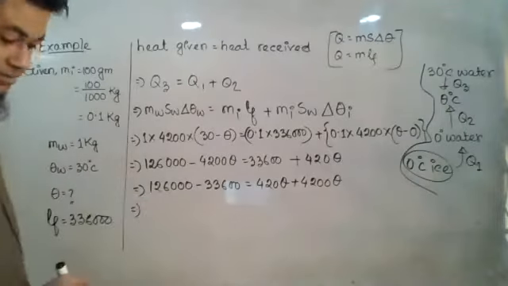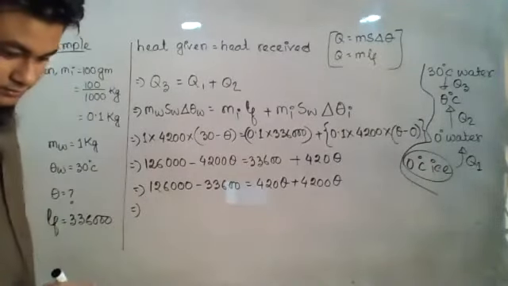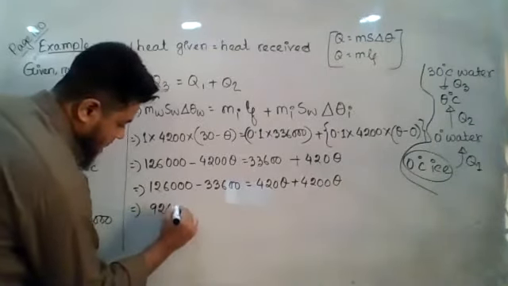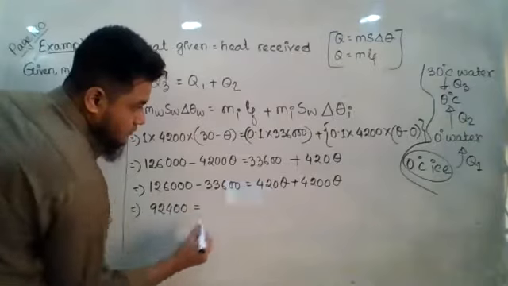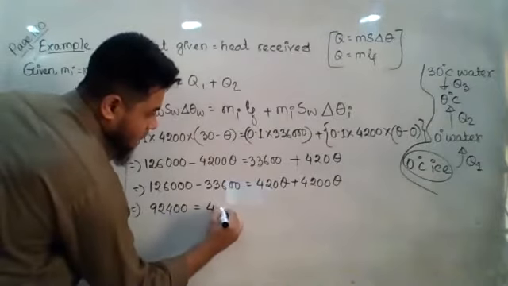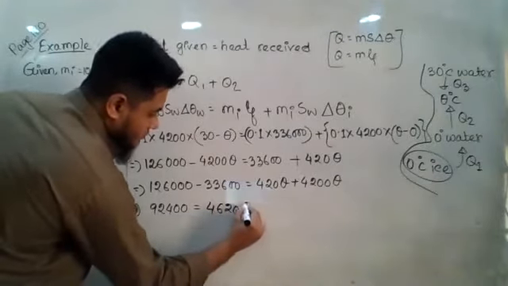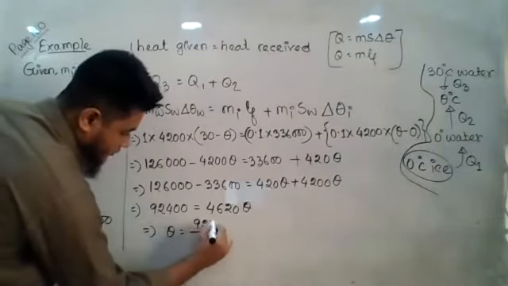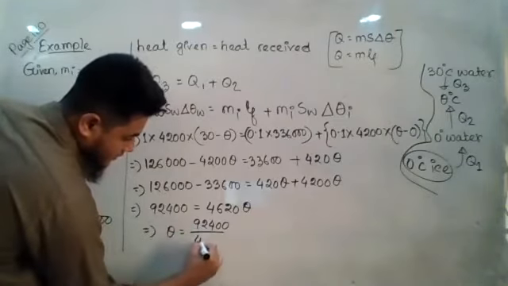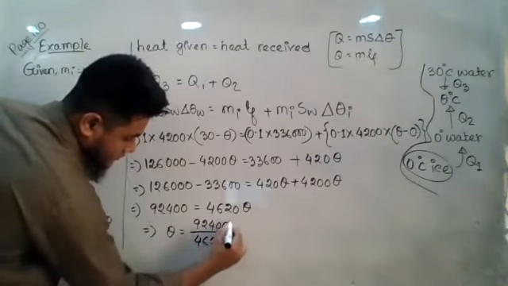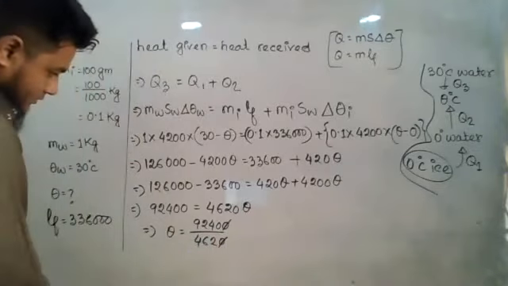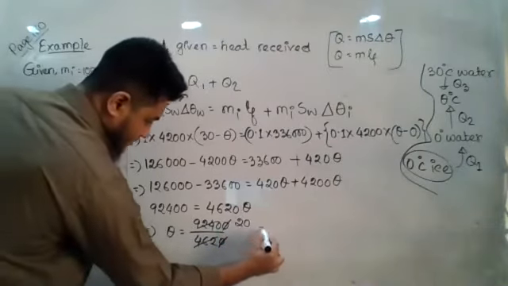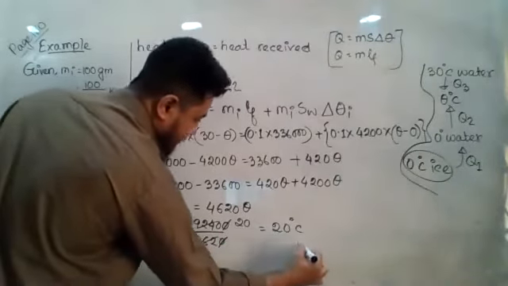So can you do the subtraction? 92400. Correct. 92400 is equal to 4620 theta. So theta will be equal to 92400 divided by 4620. So the zeros cancel. I guess it will be 20. Yes. So the answer is 20 degrees Celsius.